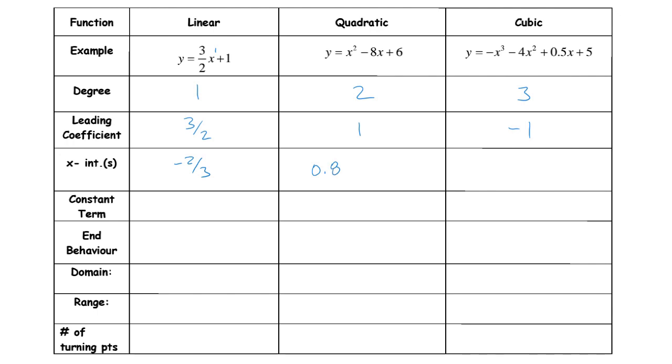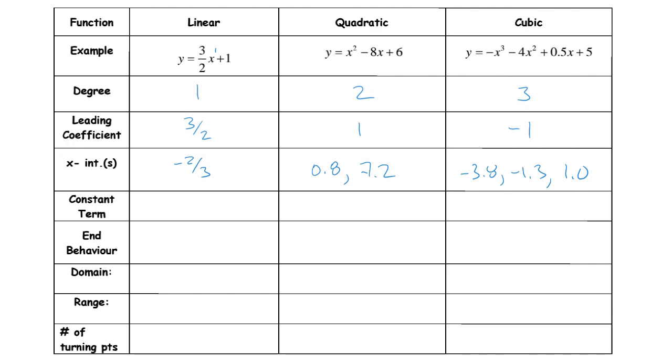For my quadratic here, my x-intercepts are going to be 0.8 and 7.2. And for my cubic, I got -3.8, -1.3, and 1.0. Like I would have guessed here, for my linear function, I got 1 x-intercept. For my quadratic, I got 2. For my cubic, I got 3.